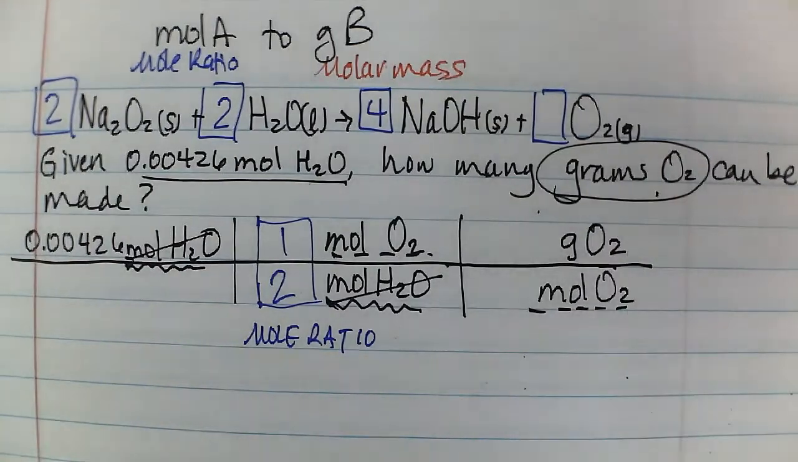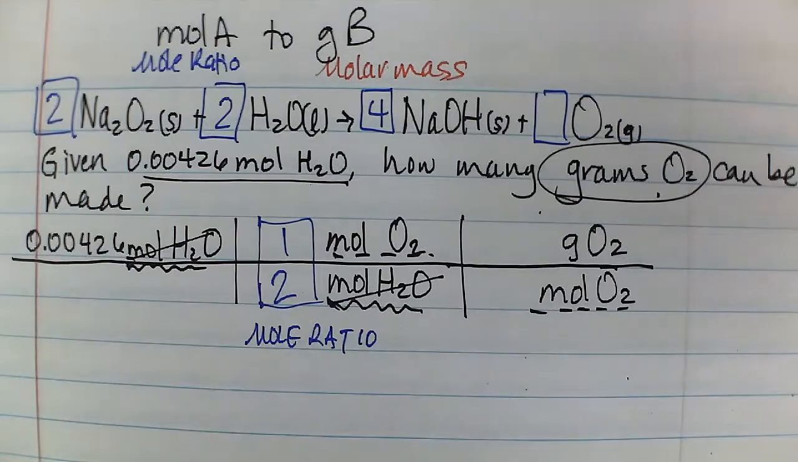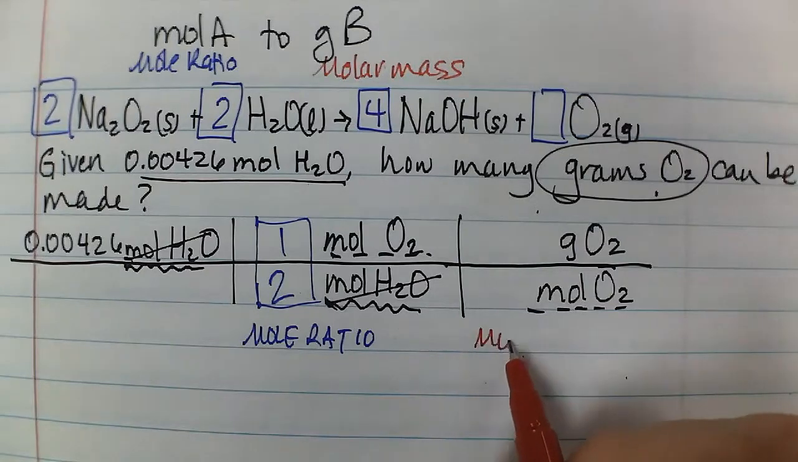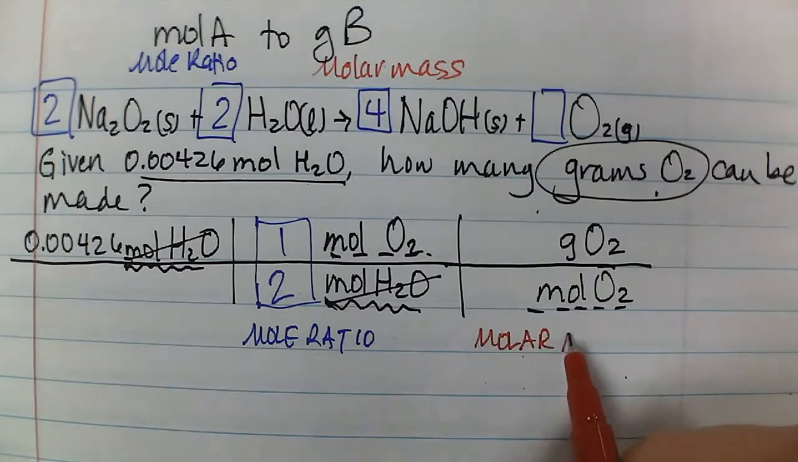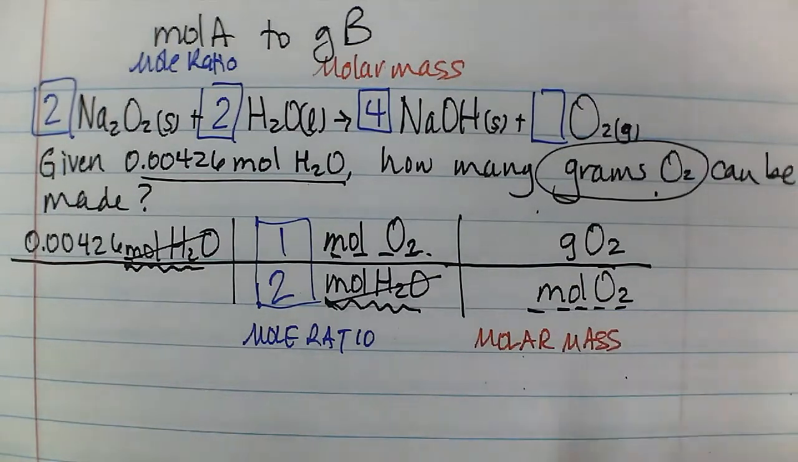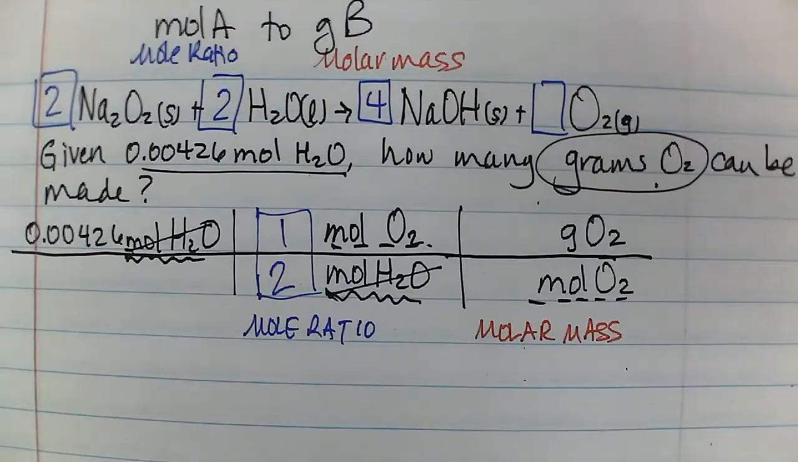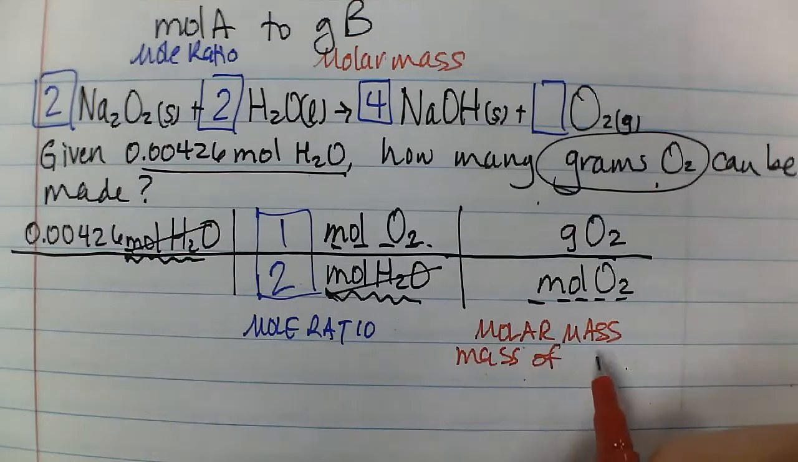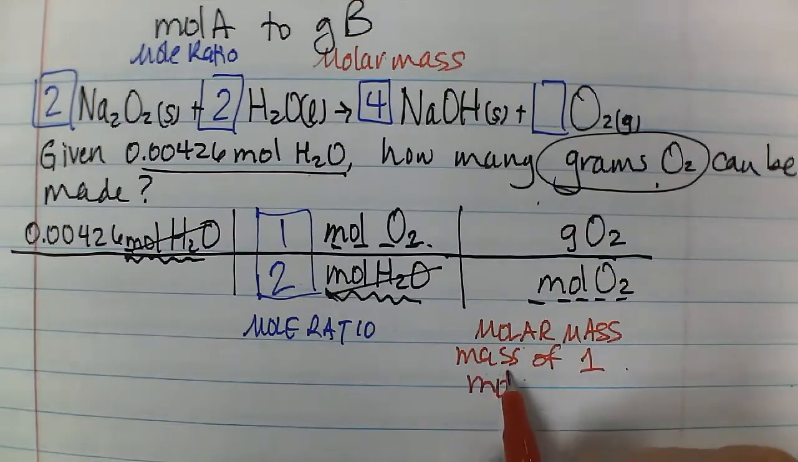Oh, and that works out nicely because if I have moles of O2 on the bottom and grams of O2 on the top, this is another molar mass. And because it's a molar mass, it is the mass of 1 mole.